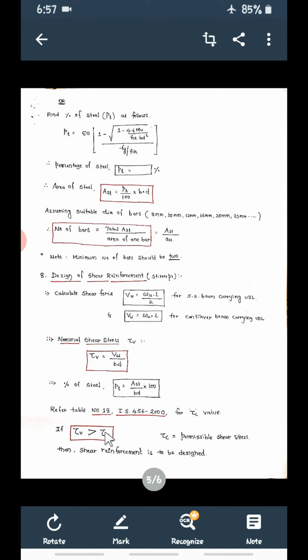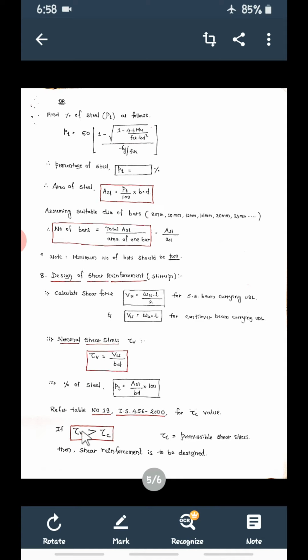So the first column in table number 19 is PT, the percentage of steel. Then directly we are going to get this tau C value. Now compare this tau V, that is nominal shear stress, and this permissible shear stress. Tau V and tau C are compared.